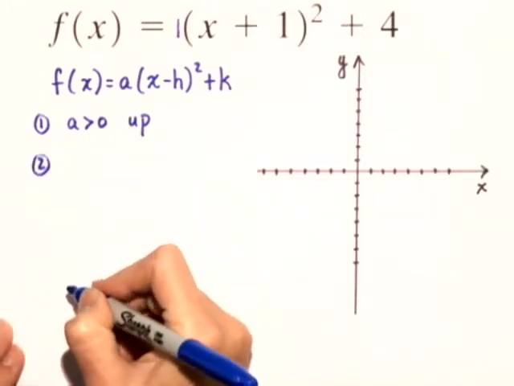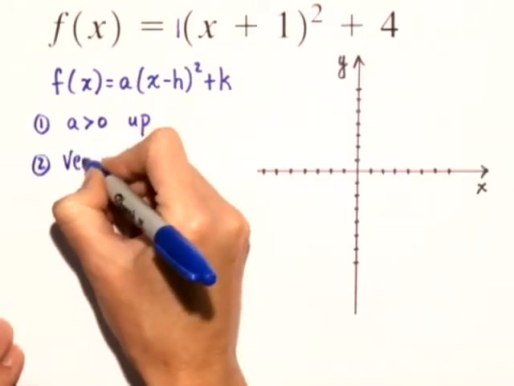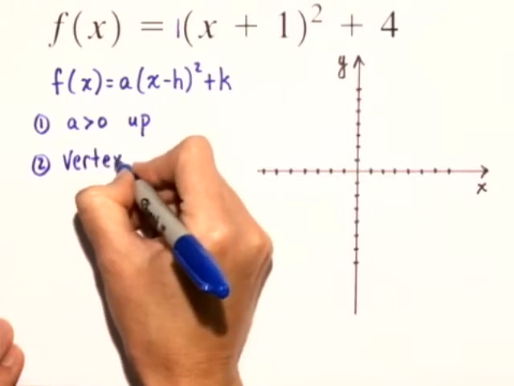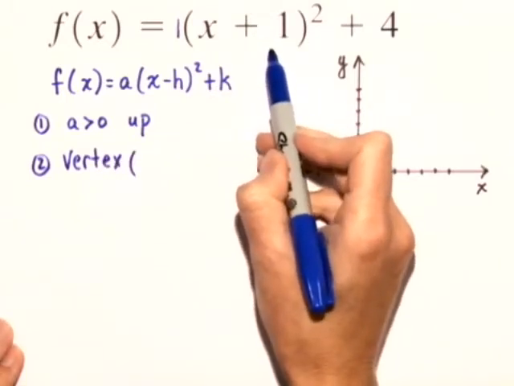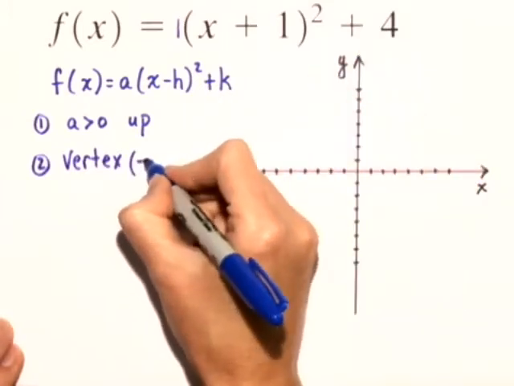In step 2, we want to find the vertex. The vertex is just (h, k). In this case, it will be (negative 1, 4).